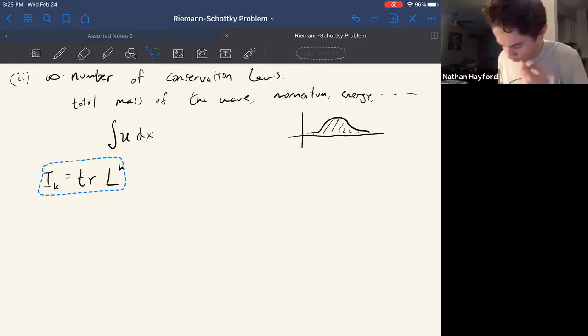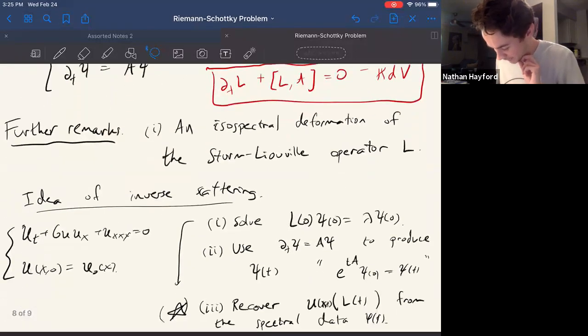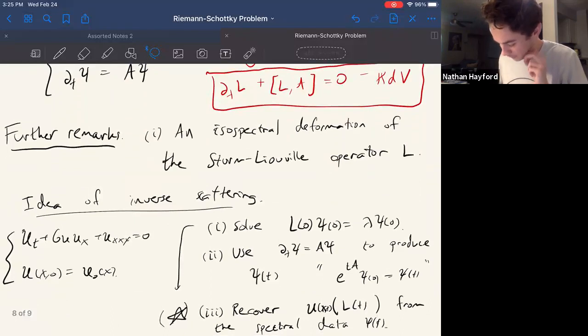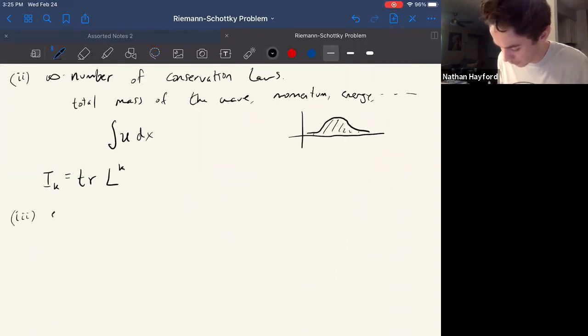I think the last important property I want to mention about KdV, what have I mentioned so far? Not that many things yet. I've mentioned isospectral deformations. I've mentioned that they have infinitely many conservation laws, and finally, I want to mention that they have exact solutions. And this is sort of where we're going to rest in a second. So exact solutions, one class of them being the soliton solutions.